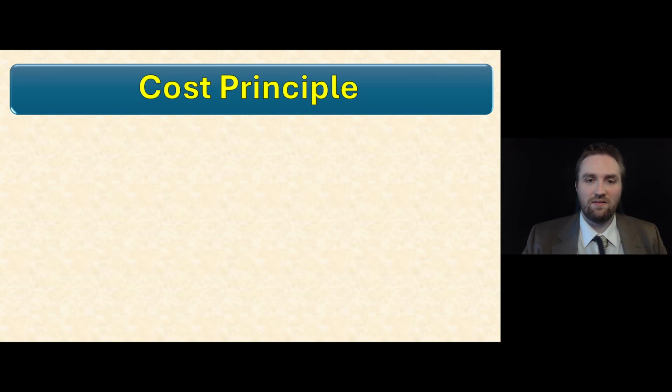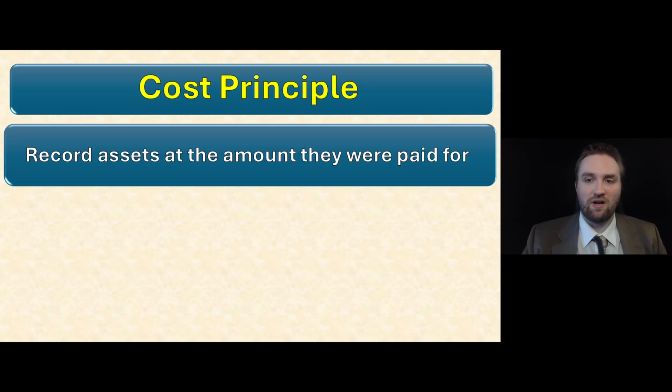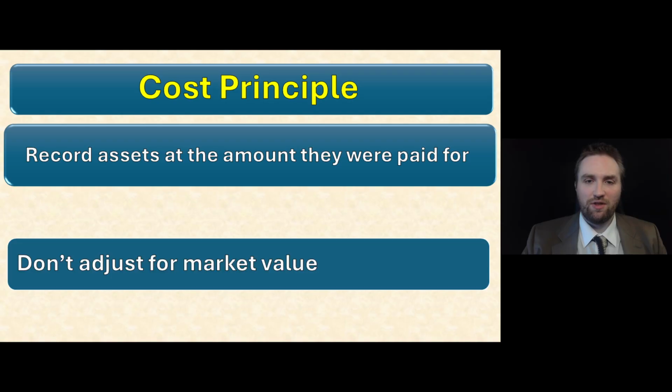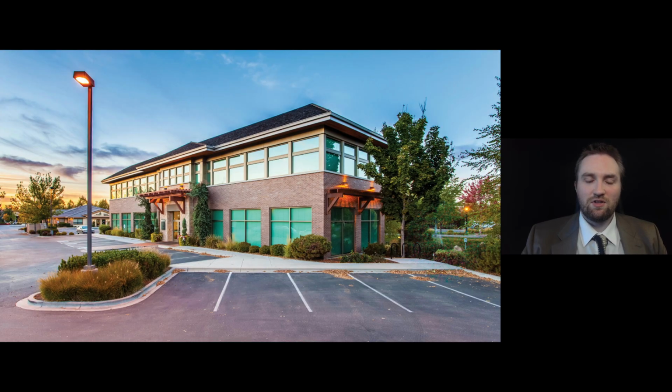Principle number 9, the cost principle. The cost principle states that assets should be recorded at the amount you paid for them, without ever adjusting for market value. In other words, when your business buys something, the cost of that thing becomes the official value in the books, even if the market value changes. For example, if you pay $200,000 for a building and the market value is $250,000, you would still record the building as being worth $200,000 in your bookkeeping.